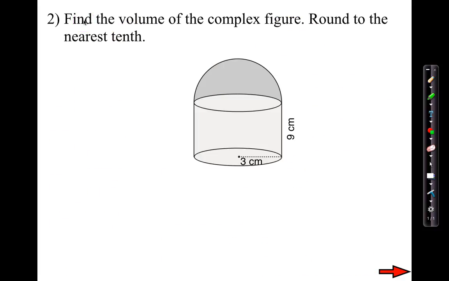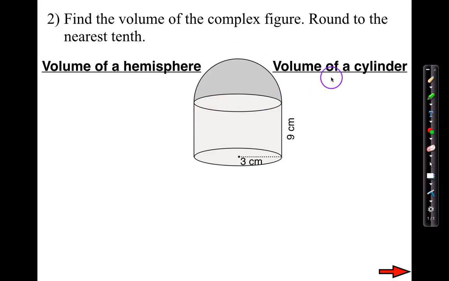Now taking a look at this one here, it says find the volume of the complex figure, round to the nearest tenth. So first things first, we're going to identify the two shapes that we see. I see a hemisphere, which again is just half a sphere, and I also see a cylinder right here. So first, let's start with the hemisphere. We're going to first start with the volume of an actual sphere. So we're going to say volume equals 4/3 pi r cubed.